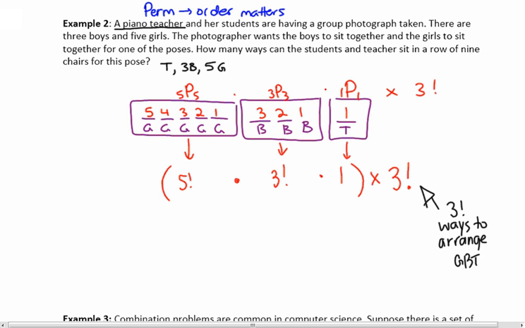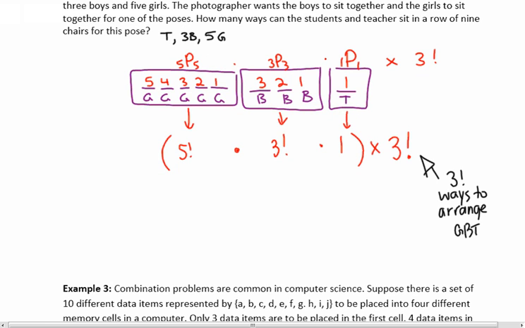There's a couple ways you can enter that, right? So arranging, I think the easiest is the bottom. 5 factorial ways of arranging the girls. 3 factorial ways of arranging just the boys inside their set. 1 factorial ways of arranging the teacher in her subset. And then these sets, there's 3 factorial to arrange girl, boy.